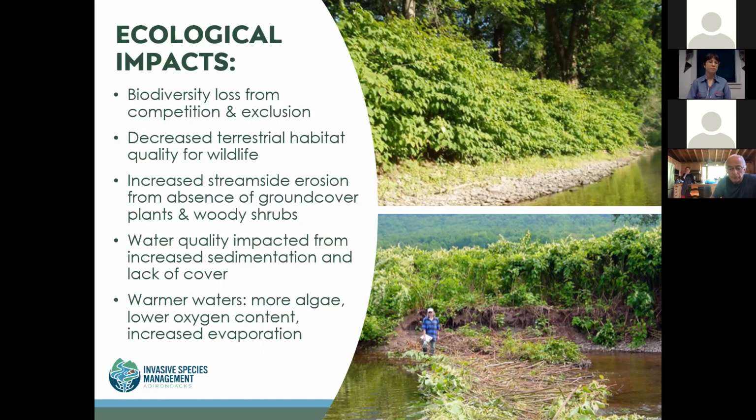As a result of this, water quality is obviously impacted. There's a lot of sedimentation from that erosion that happened. And water quality is also impacted in another way. We talked about how knotweed can outcompete our native species. If knotweed gets established in an area like this bottom picture before the native tree species can get established, the stream lacks the shading from those trees. And that shading really helps cool the waters. These warmer waters, as a result of the lack of trees, result in more algae, which lowers oxygen content, and also increased evaporation. And all those things are really terrible for our fisheries.